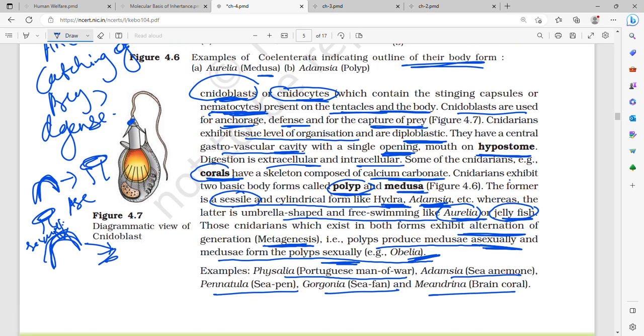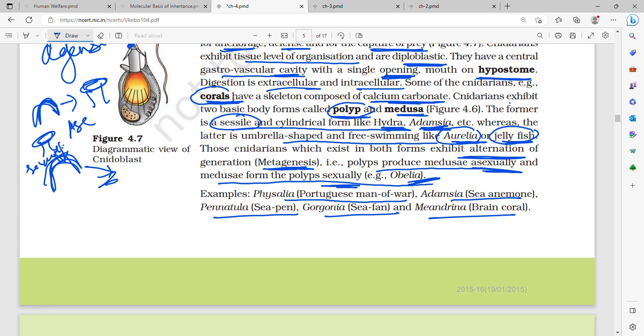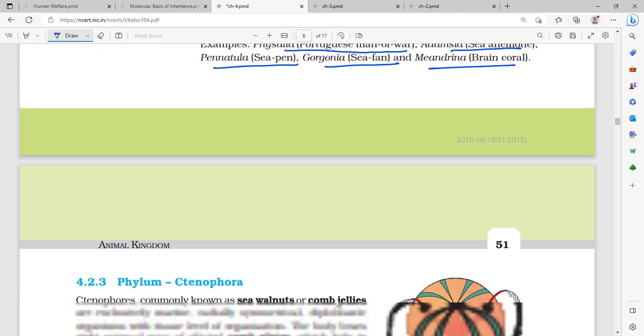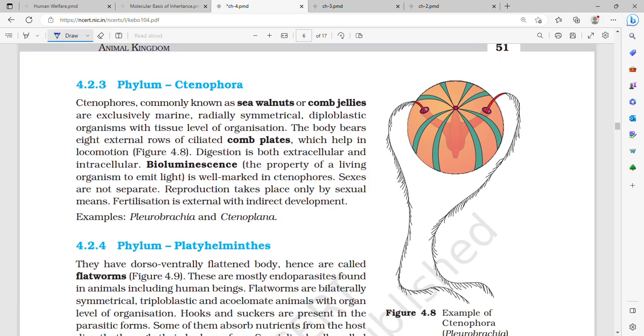Example is Obelia. What are the examples of Coelenterata or Cnidaria? That is Physalia. Physalia is also called Portuguese man of war. Adamsia, which is also called sea anemone. Then Pennatula, which is called sea pen. Gorgonia, which is called sea fan. Meandrina, called brain coral.